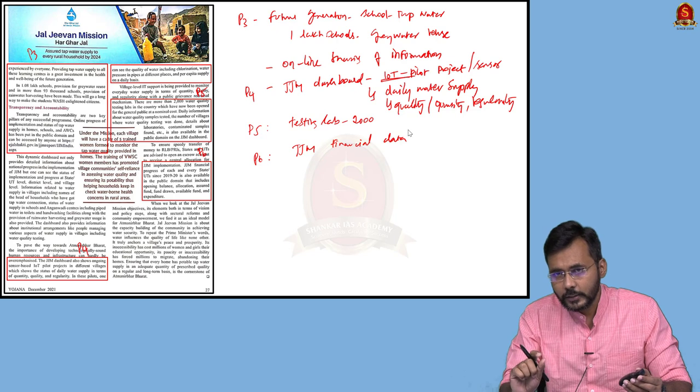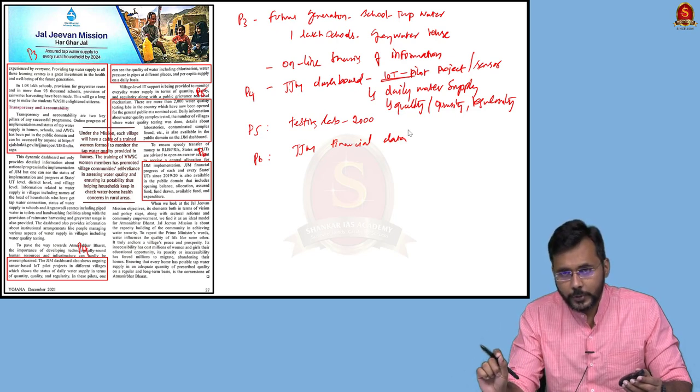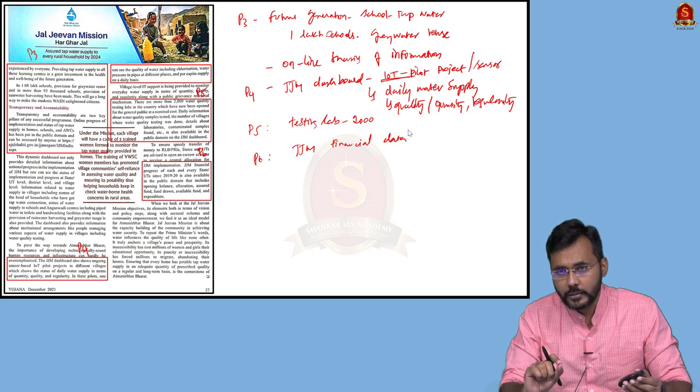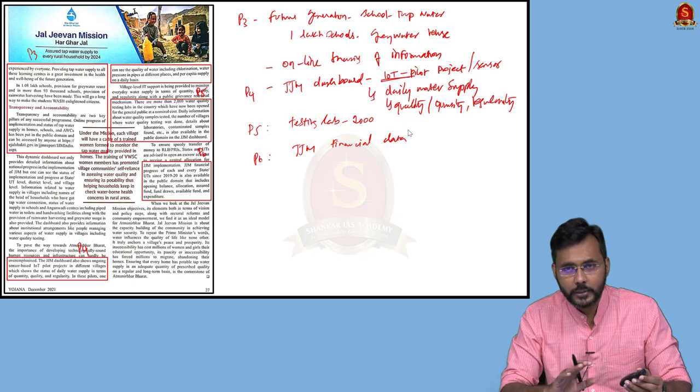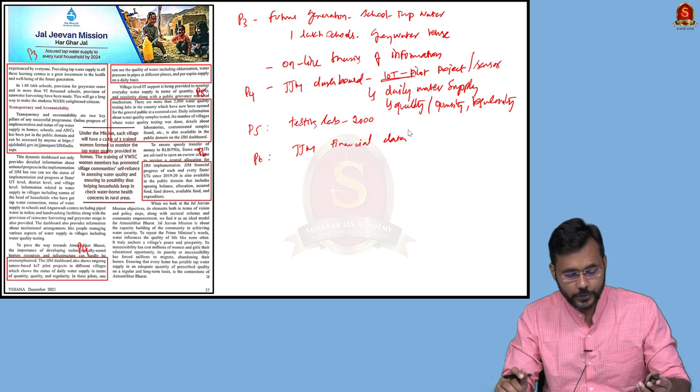One is regarding the financial commitments of the government, which is in the public domain. Similarly, the program status is also in the public domain. And authorities can also use the Internet of Things to know the status of the mission. So all this comes under accountability and control. So that is regarding Jal Jeevan Mission.